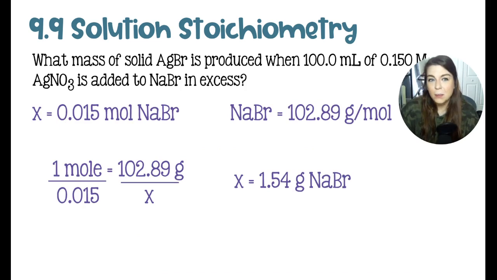I'll have to take that number of moles and convert it to grams. I didn't do a QMT chart because it's just adding these 2 numbers together, but it comes to 102.89 grams per mole. I know that 1 mole of sodium bromide is equal to 102.89 grams, but the question is, how many grams is it when I'm only working with 0.015 moles? Crisscross multiply, solve for X, and I am left with 1.54 grams of sodium bromide.